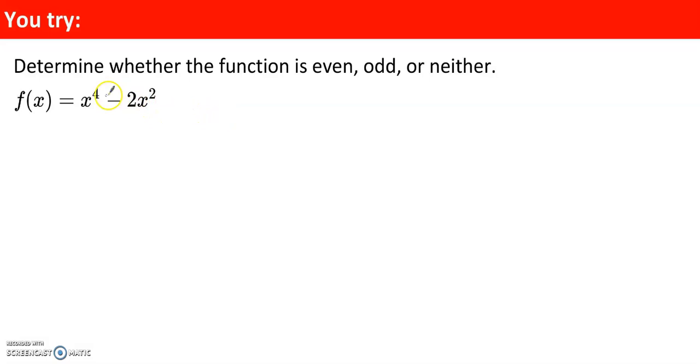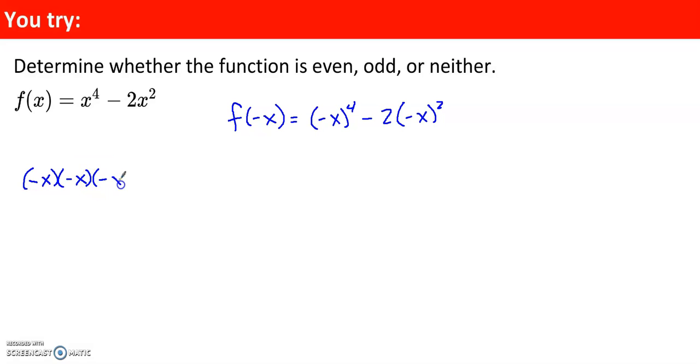Okay, let's test whether or not f of x equals x to the 4th minus 2x squared is even or odd, or it could be neither one. What I need to do is find f of negative x. So I'll replace every x alone with negative x. I've got not x to the 4th power, but negative x to the 4th power, minus 2 times not x squared, but negative x squared. It's okay if you need to write this out.